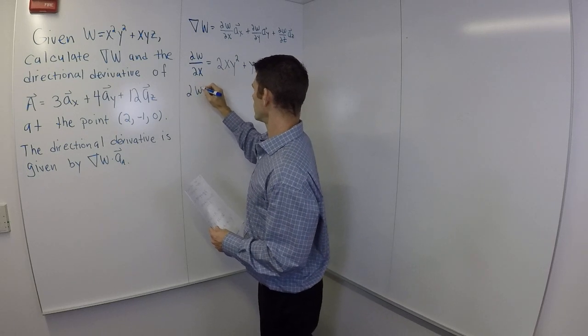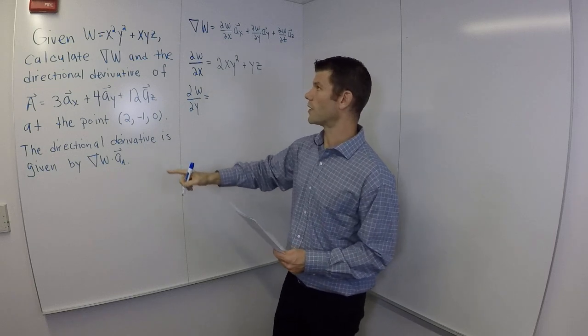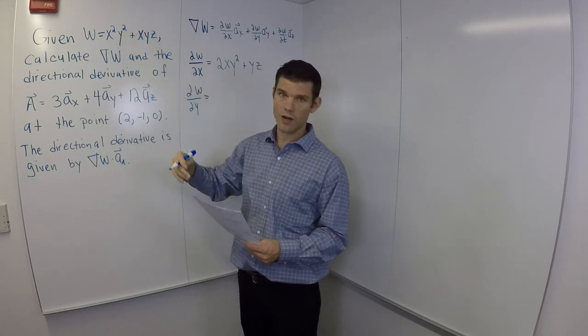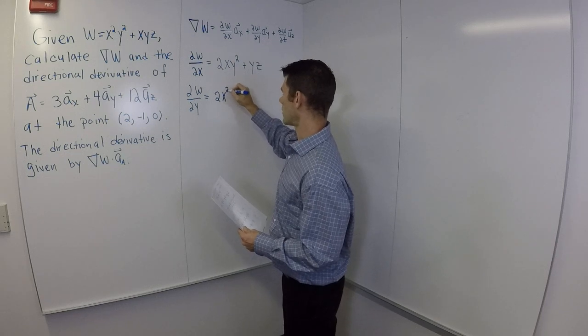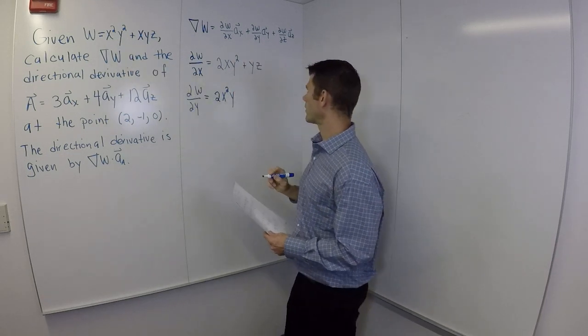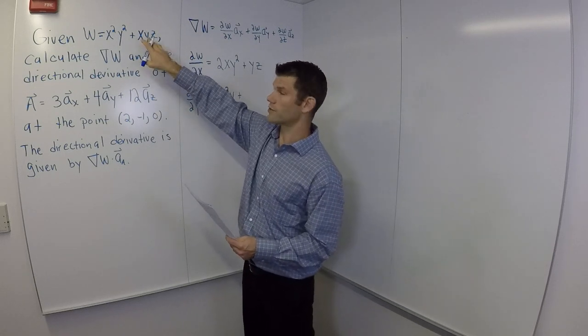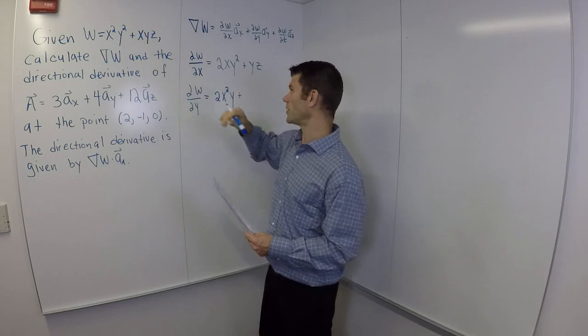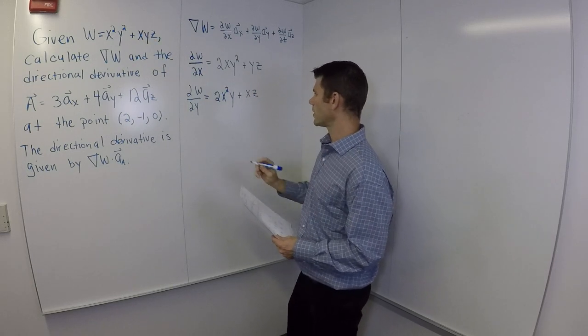Then the partial of w with respect to y is going to give us a similar equation. So you see that we have y squared here, just like in the last example, and x is constant. So we have 2x squared y for the first term, plus, now this time the y is going to drop out because the derivative of y will be equal to 1, and we're going to have xz, okay?